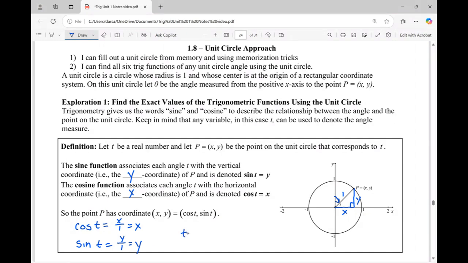Finally, how can I find the tangent of that angle T? Well, remember our quotient identity. Sine over cosine of any angle is equal to its tangent, and we did that little proof. So to find the tangent, we're going to just take the y value and divide it by the x value, and that will be the tangent. So really quickly, by just looking at the xy coordinate of the unit circle, we can figure out the sine, the cosine, and the tangent.